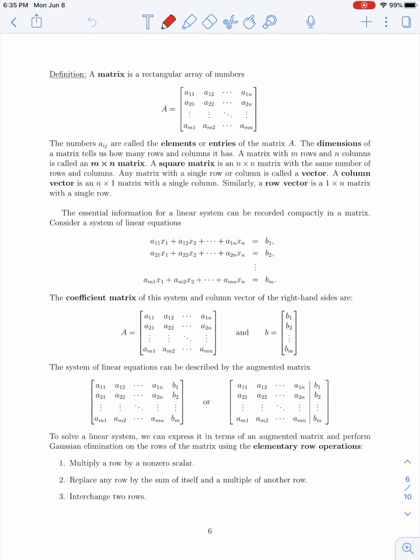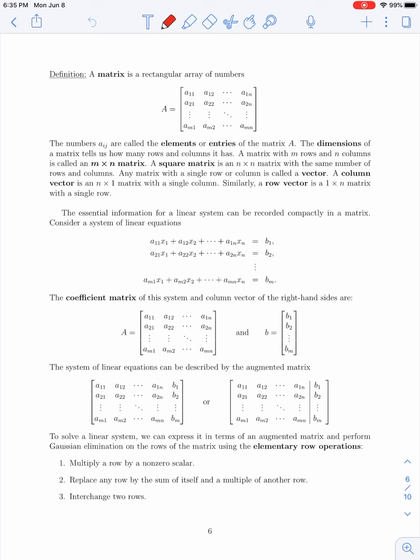The process of Gaussian elimination is used to solve linear systems by performing one of three elementary operations on our system to obtain an equivalent system which is easier to solve. And recall that an equivalent system is one which has the same solution set as our given system.